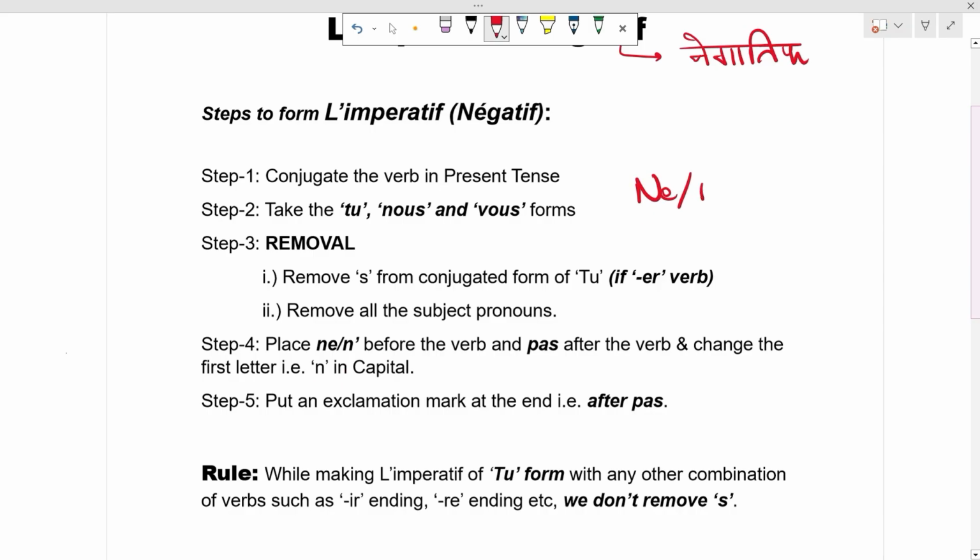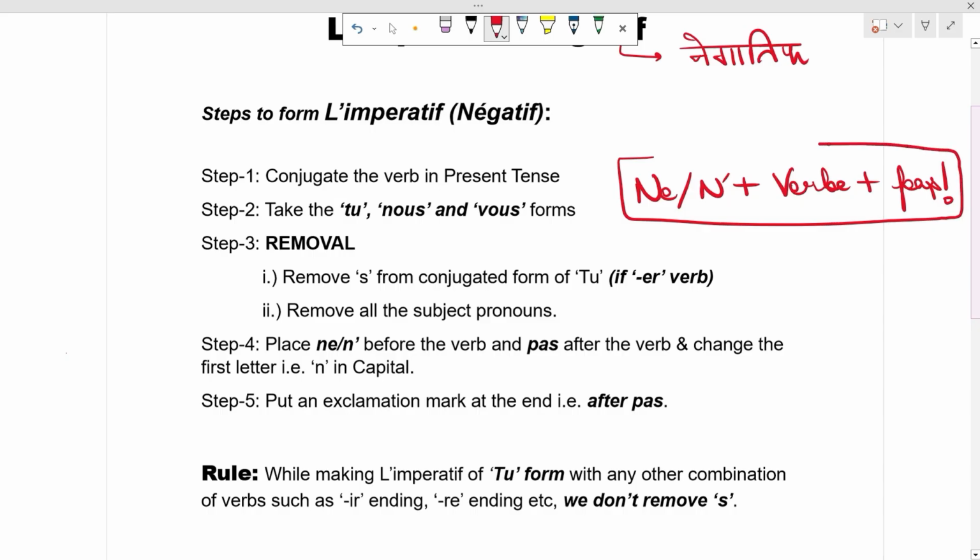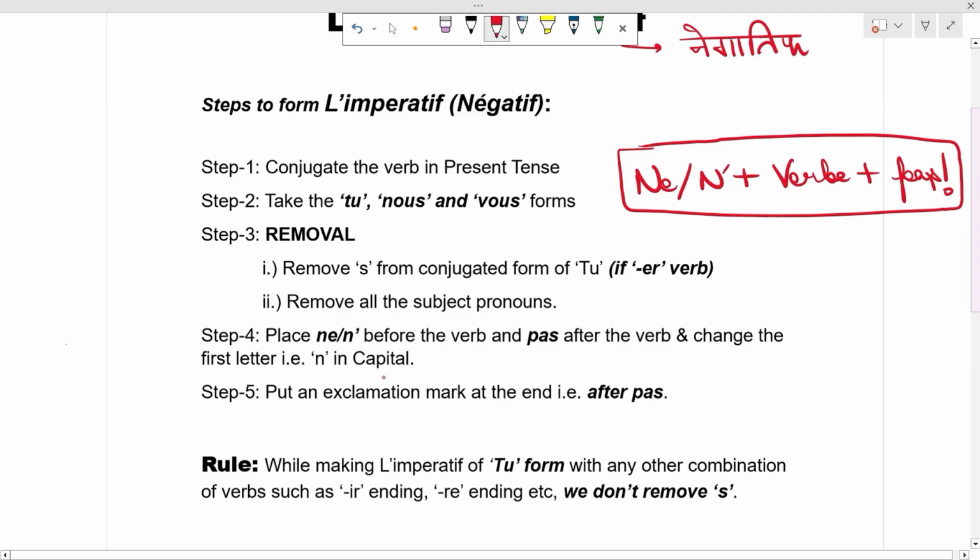We have to do this. An apostrophe will be used if the verb is starting with a vowel. This is the formation. And then put an exclamation mark at the end after pas. This is what we have to do for the formation of l'impératif négatif. And note down this rule that while making the imperative of tu form with any other combination of verbs such as ir ending, re ending, etc., we don't remove the s.